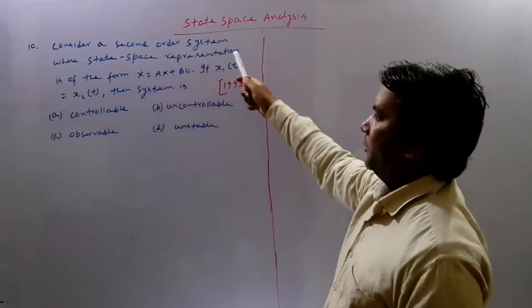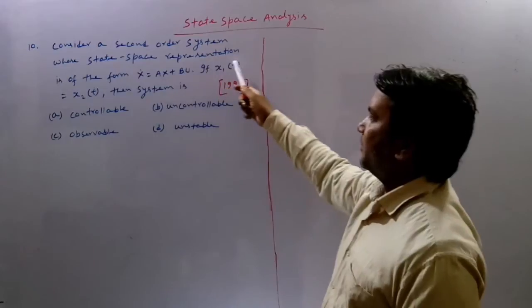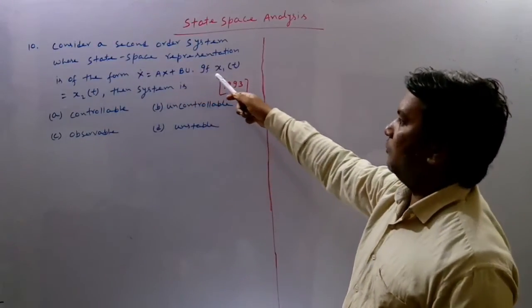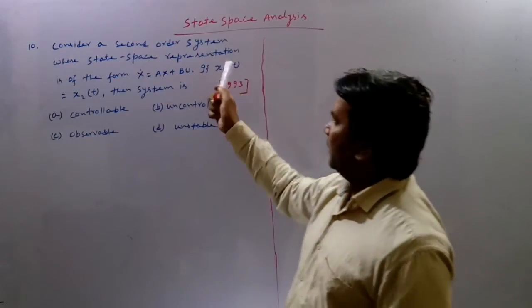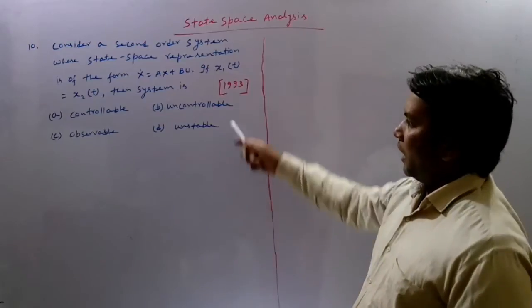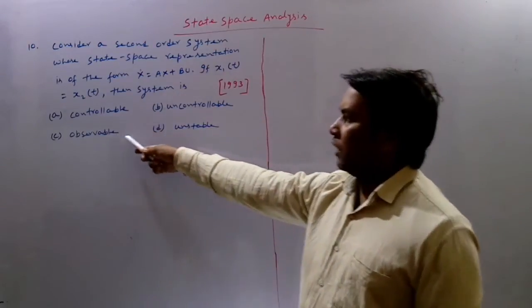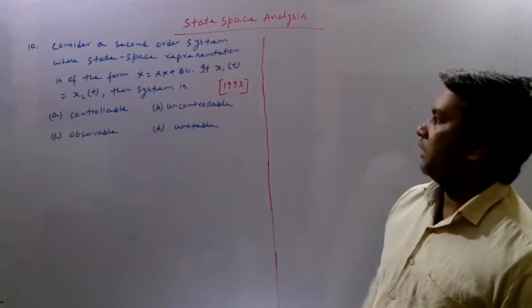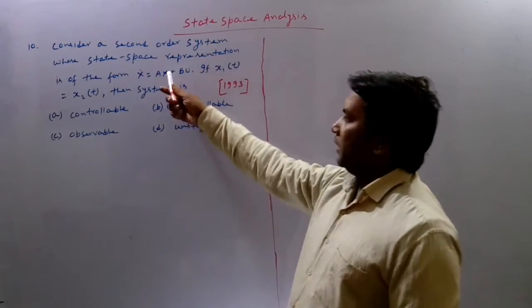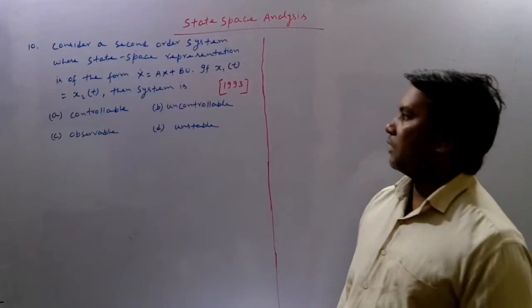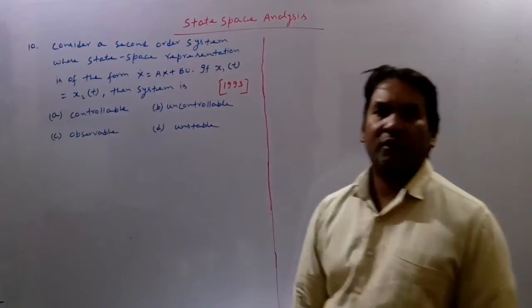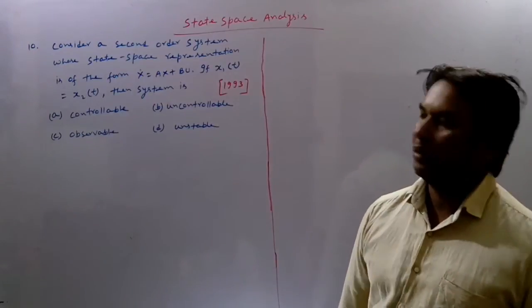Consider a second order system whose state space representation is of the form x dot equal to ax plus bu. If x1(t) equal to x2(t), then the system is... There are 4 alternatives given, and this question has been asked in GATE 1993. Here it is given that there are 2 state variables, the first one is x1 and the second one is x2, and both state variables are equal.